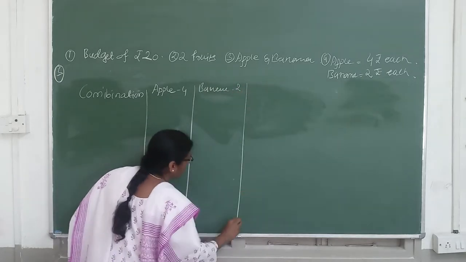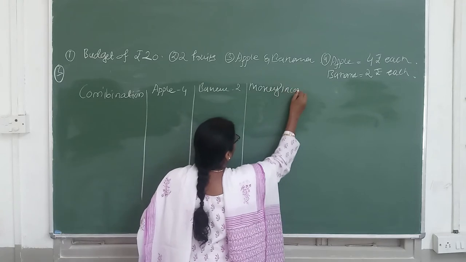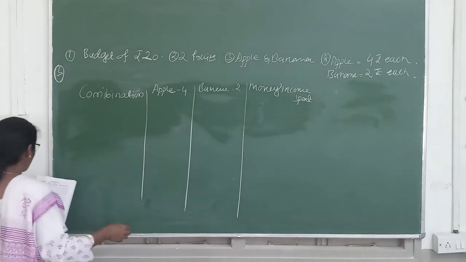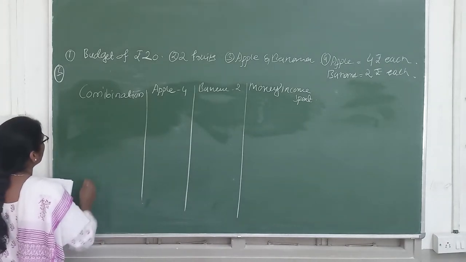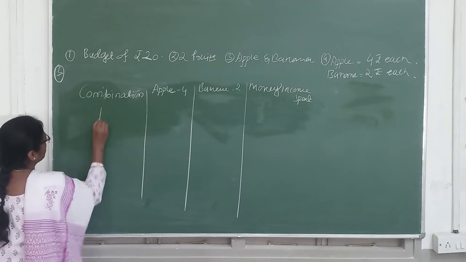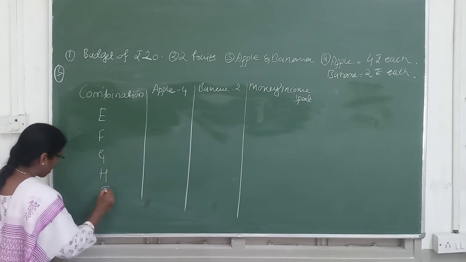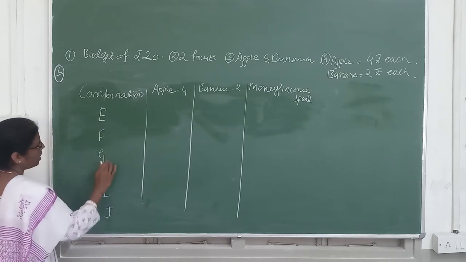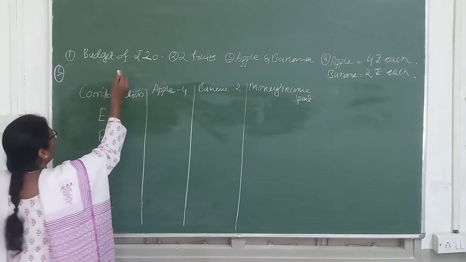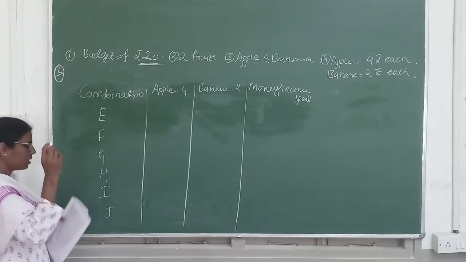And the next column is money income spent. Very interesting. How many combinations are there? E, F, G, H, I, J. That is 1, 2, 3, 4, 5, 6 combinations in our example. Let us try to use this limited income. Six combinations are there.